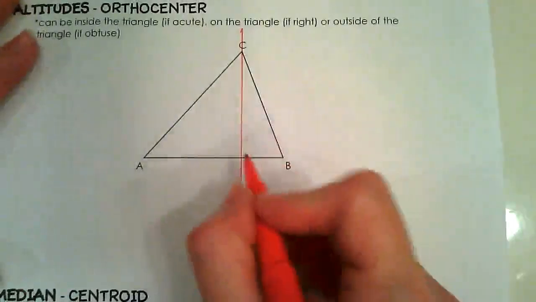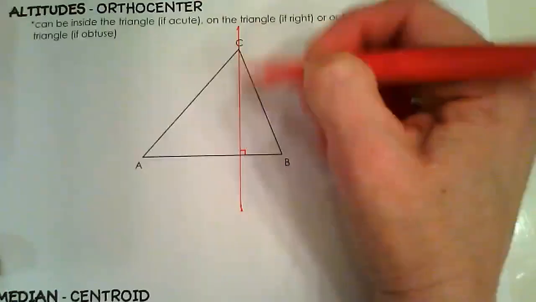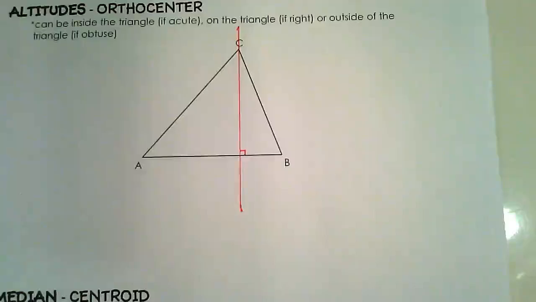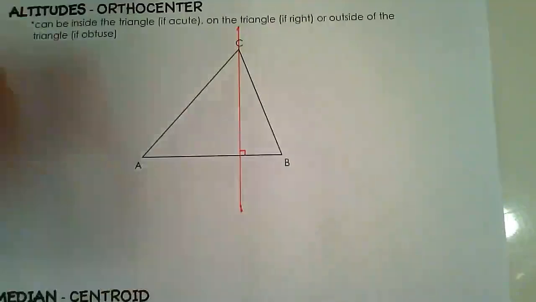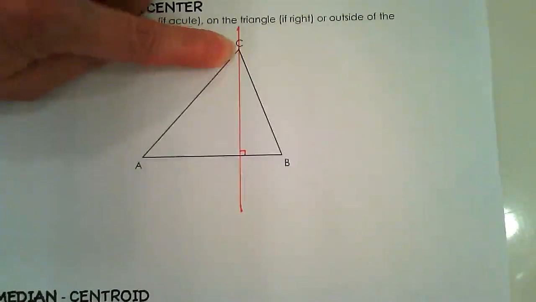All right, so it makes a right angle. This would be the height of the triangle. It has nothing to do with cutting the bottom in half. So it doesn't have to bisect anything. It just needs to make a right angle and go through the angle.